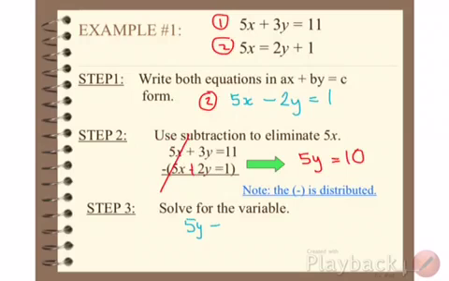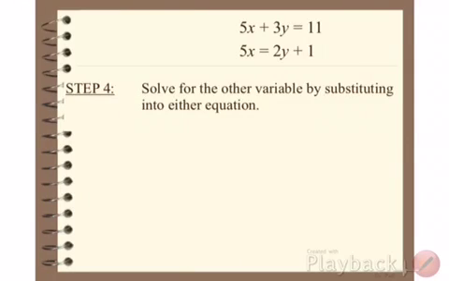So 5y is equal to 10, therefore y is equal to 2. Two things close together means times, so 5 times y is equal to 10, so when I bring over my 5 it becomes divide. 10 divided by 5 is 2. So I now have my variable y is equal to 2.